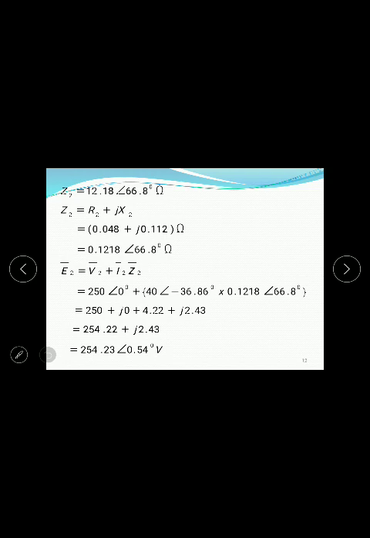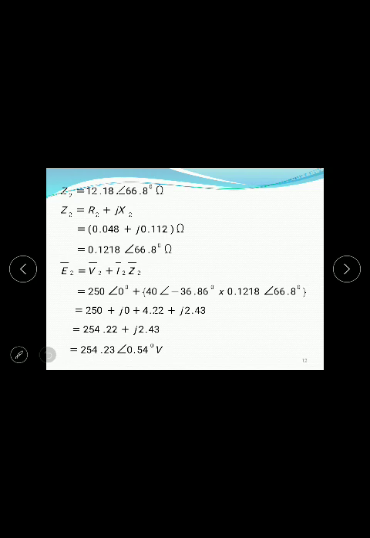12.18 angle of 66.8 degrees. So in terms of polar, Z2 is R2 plus jX2, that is 0.048 plus j 0.112 ohms, which is 0.1218 angle of 66.8 degrees.